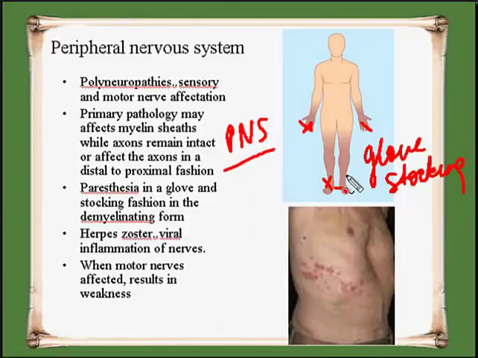Herpes zoster is a viral type of disease. In this, the virus travels along the nerve. There is inflammation of the nerve and it usually affects the dorsal root ganglia or the cranial nerve ganglia, which is why you see it along the dermatomal distribution. In the body, it's usually seen in the thoracic region, so you can see these blisters. In the face, it's usually seen when the cranial nerve is affected, usually the fifth cranial nerve, so you see it along the distribution of the fifth cranial nerve. Severe pain and burning is felt along that area. So in peripheral neuropathy, when motor nerves are affected, obviously there is weakness at that part.